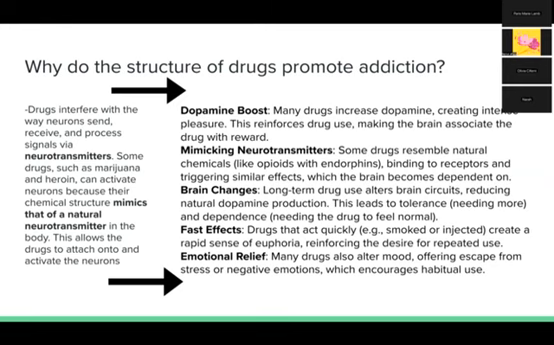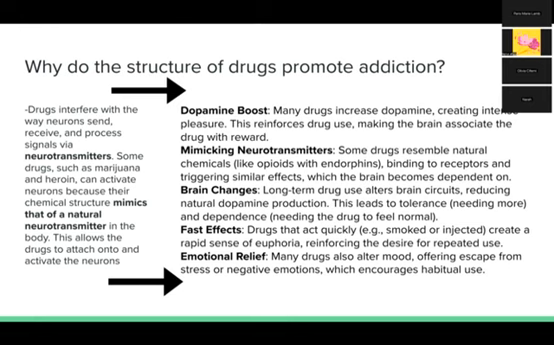Addiction happens because drugs take over the brain's natural systems. Some drugs act like the brain's own chemicals, tricking it into activating responses it normally wouldn't. One major effect is a dopamine rush. Drugs flood your brain with feel-good chemicals, creating a strong connection between using the drug and feeling pleasure.